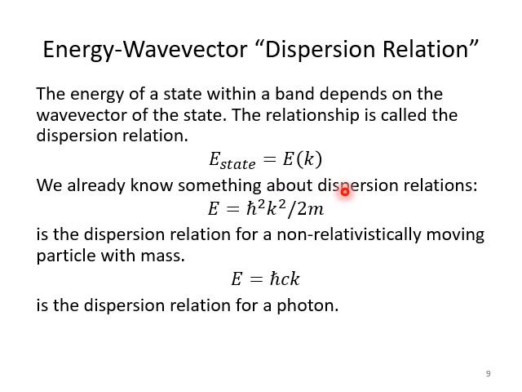And we already know something about dispersion relations, where we know that the kinetic energy of a free particle is h bar squared times the wave vector squared over twice the mass of the free particle, for a non-relativistically moving particle that has mass. For a photon, a massless particle moving at relativistic speeds, the energy of the photon is equal to h bar times the speed of light times the wave vector. So I've got two different examples of a dispersion relation, which tells us how the energy depends upon the wave vector.